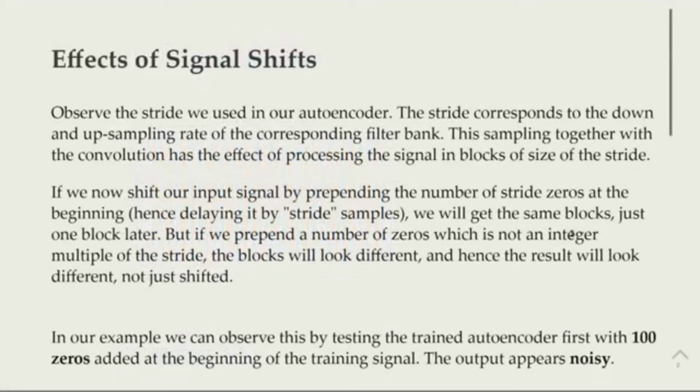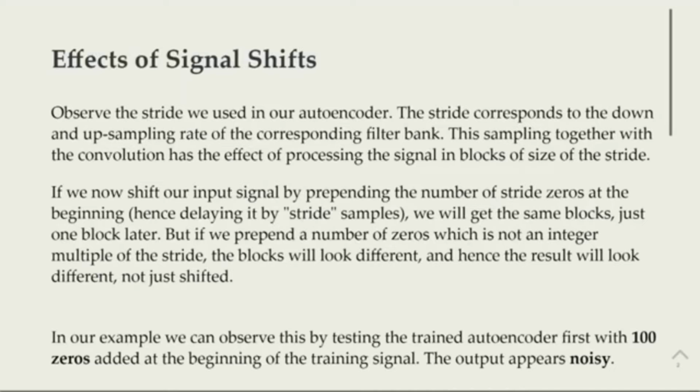One more thing that we'll look at is the effect of signal shifts. Observe the stride we used in our autoencoder. The stride corresponds to the down and up sampling rate of the corresponding filter bank. This sampling together with the convolution has the effect of processing the signal in blocks of the size of the stride. If we now shift our input signal by prepending a stride number of zeros at the beginning, hence delaying it by stride samples, we will get the same blocks, just one block later.